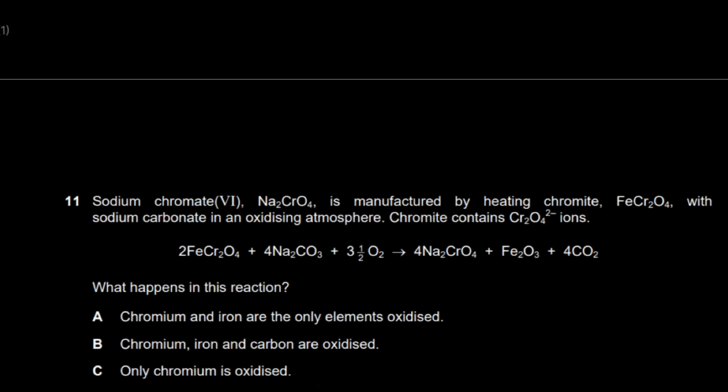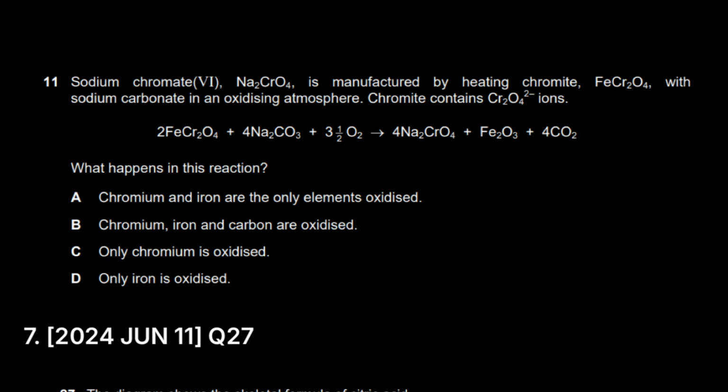Next, sodium chromate. What is this question doing here, yaar? This is not an organic chemistry question, but hey, sodium chromate(VI), which means it has an oxidation number of +6, is manufactured by heating chromite, FeCr2O4, with sodium carbonate in an oxidizing atmosphere. Chromite contains these ions, the Cr2O4 2- ions.